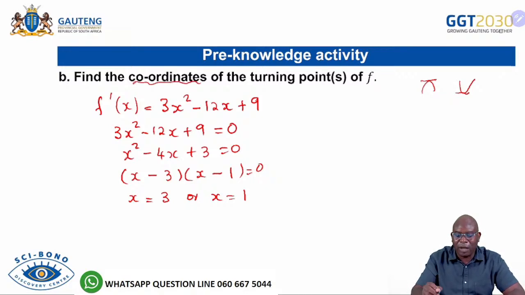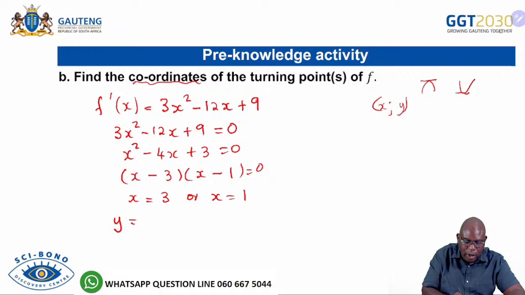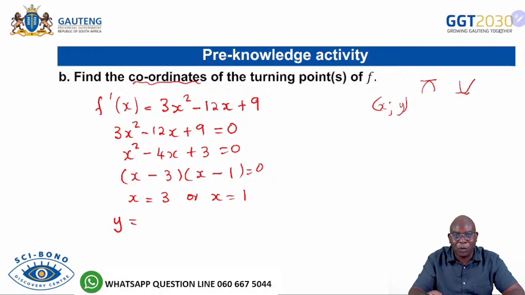So the word coordinate means that I must have that bracket like that with an x value and a y value. So those are coordinates. So now I need the y values. So I've got the x values, I need the y values. How do I get the y values? I substitute the x value into the original equation.